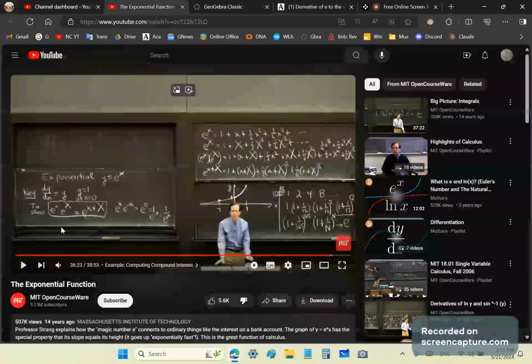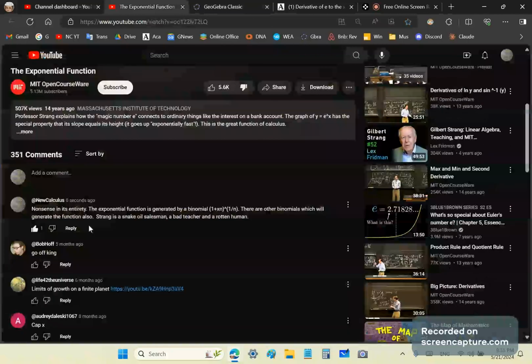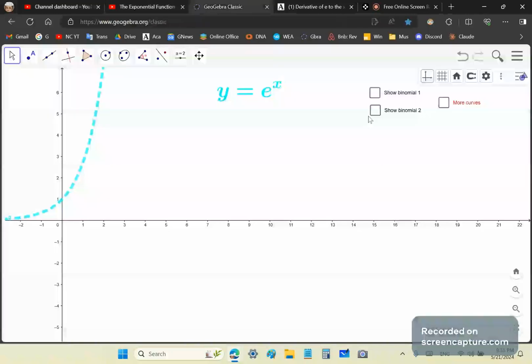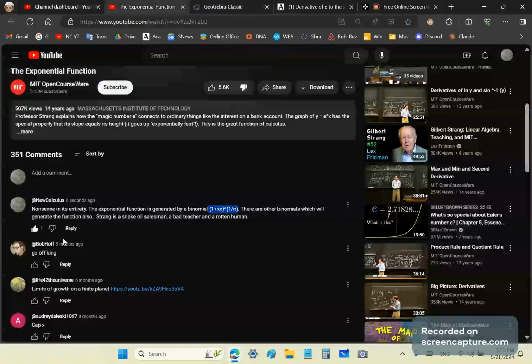This individual, as I commented here, has said nothing but nonsense in its entirety. And the exponential function is generated by this binomial where no limit theory is required because n happens to be zero in all the terms that contain n. And there are other binomials like the second one I showed you, this one here, which will also generate the function. And of course, Strang is a snake oil salesman, a bad teacher, and a rotten human.